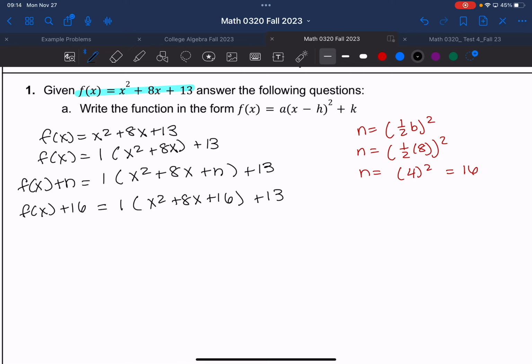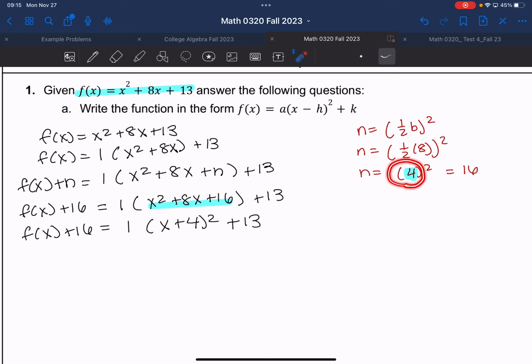Now that I did my completing the square part, that means I could write this parenthesis here as a perfect square. So remember, the number that I write here is that number that was inside the parentheses for our n. So I have f of x plus 16 is equal to 1 x plus 4 squared plus 13. And remember, I got that 4 from my formula here. That's where the 4 came from.